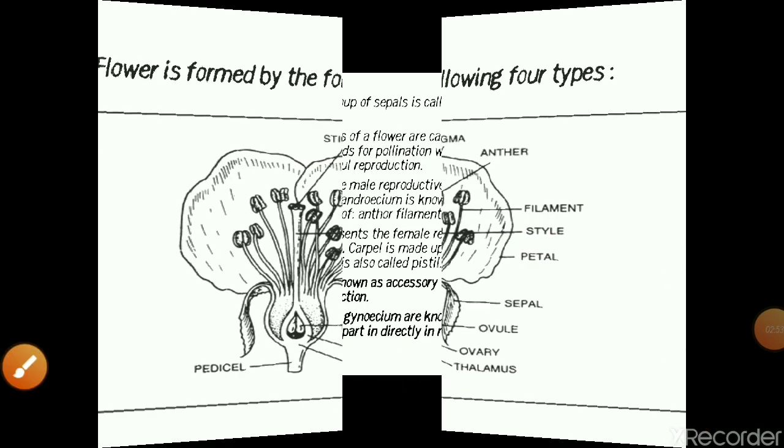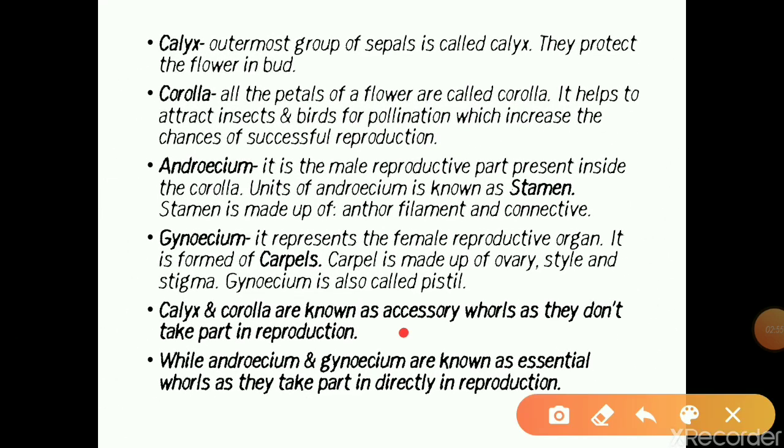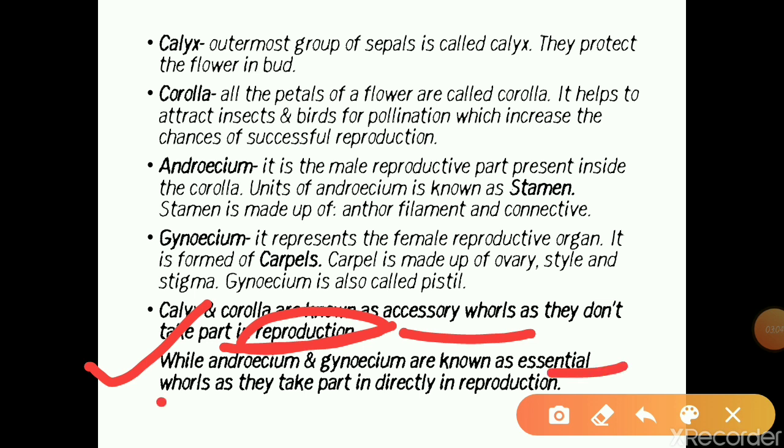Calyx and corolla are known as accessory whorls because they don't take part in reproduction, and androecium and gynoecium are known as essential whorls because they directly take part in reproduction.